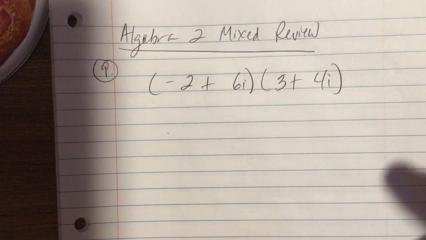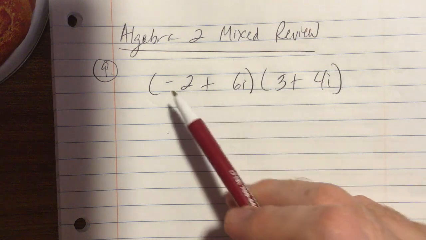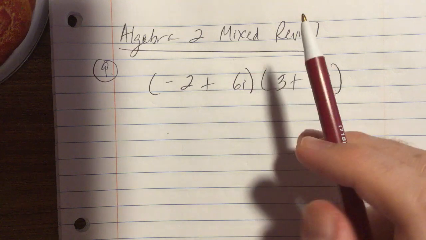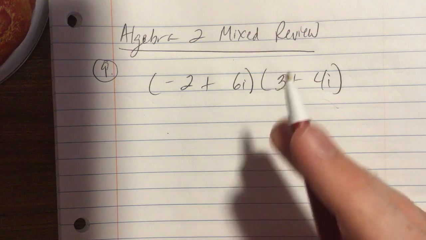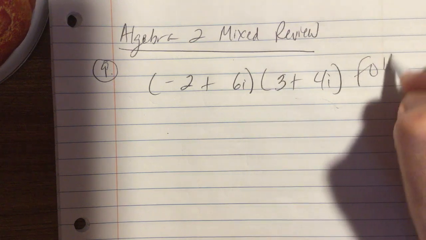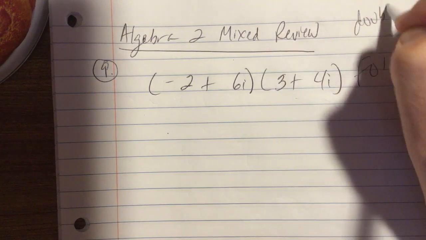Algebra 2 mixed review number 9: you were asked to find the product of negative 2 plus 6i and 3 plus 4i. So we're going to be multiplying these. We're going to be using the FOIL method, or the double distribute. That's the fancy term.